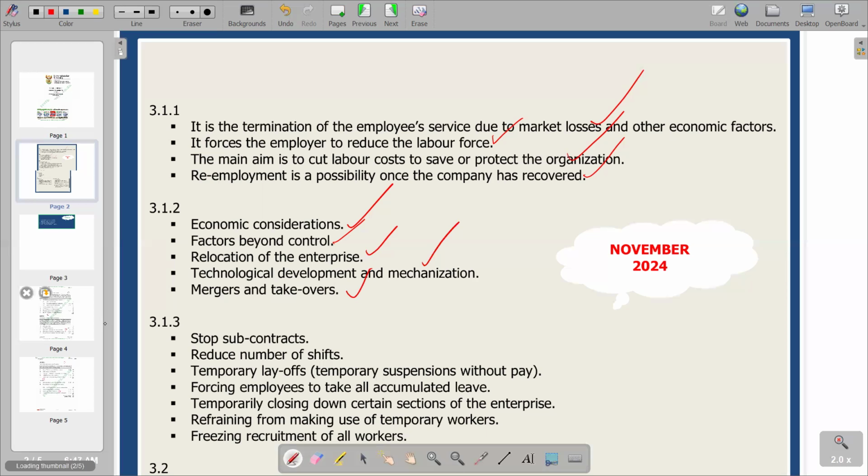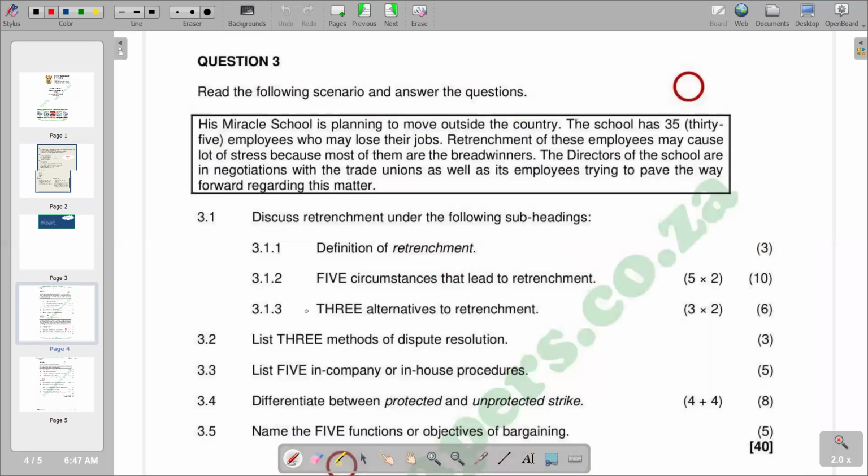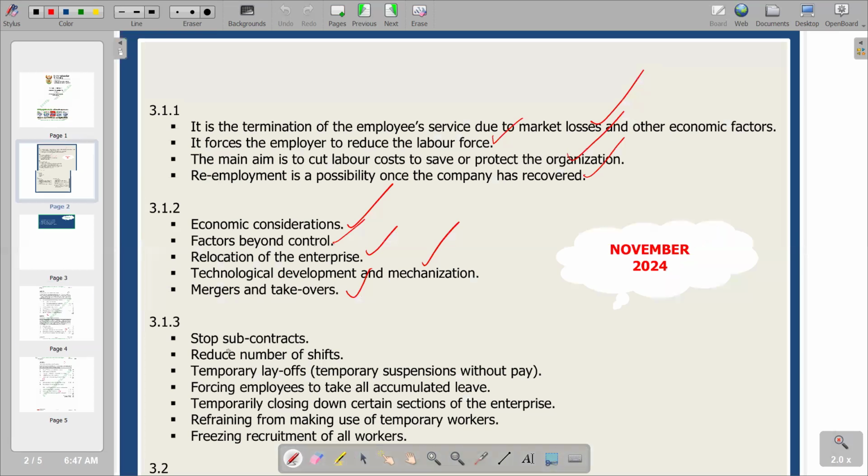I will move on to the next part, which is 3.1.3, which asks for 3 alternatives to retrenchment. These are alternatives we can engage in instead of terminating contracts through retrenchment. So what can we do to avoid retrenchment? We can downsize by stopping subcontracts. That is one of the ways we can do that.